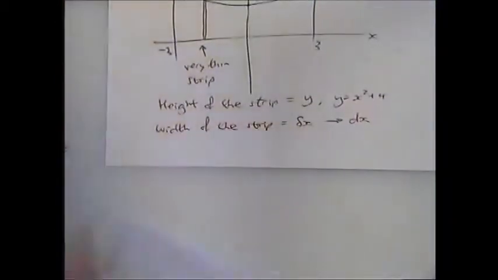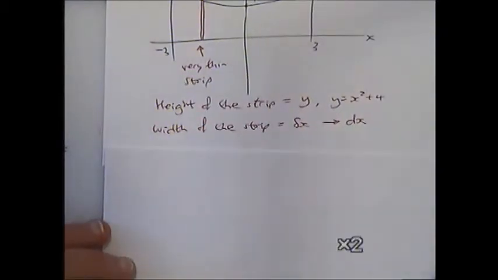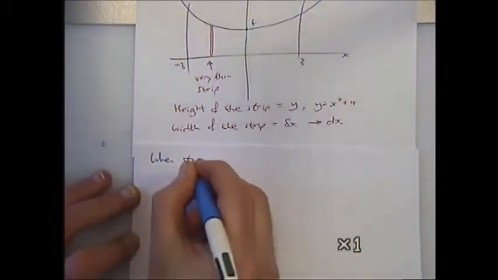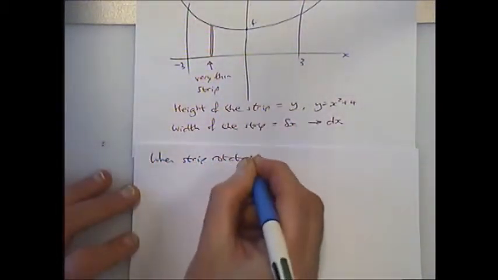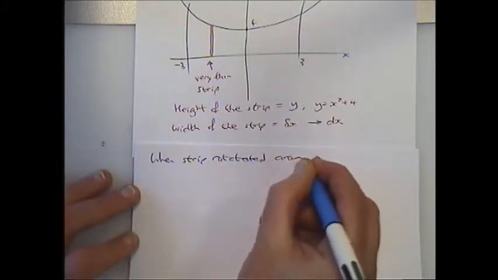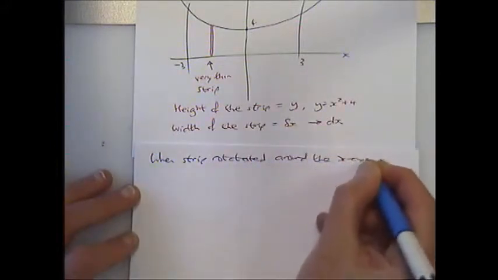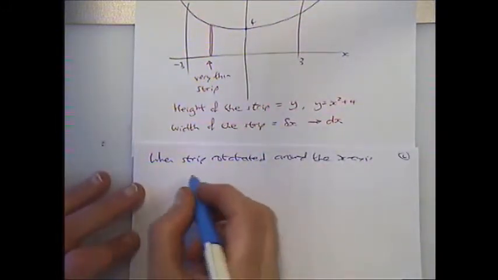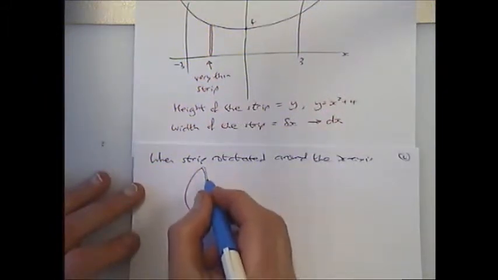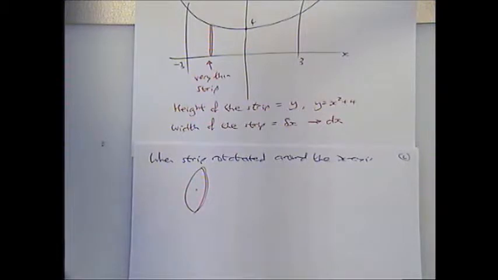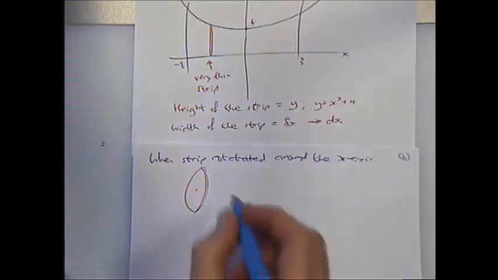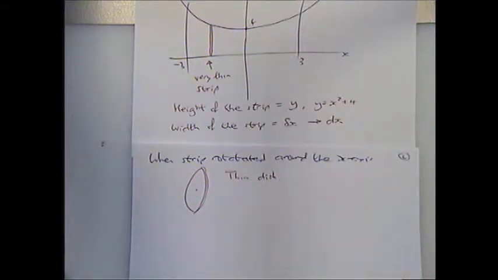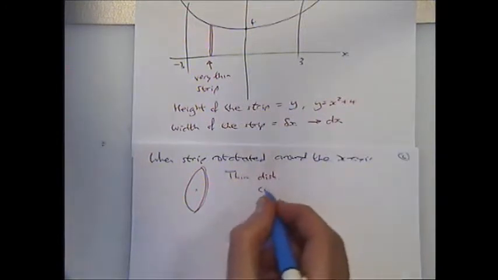And when that strip is rotated around the x-axis, what we will end up with is a very thin disc, if you like, or a cylinder, a very thin disc. Or a cylinder, if you want to think of it like that.